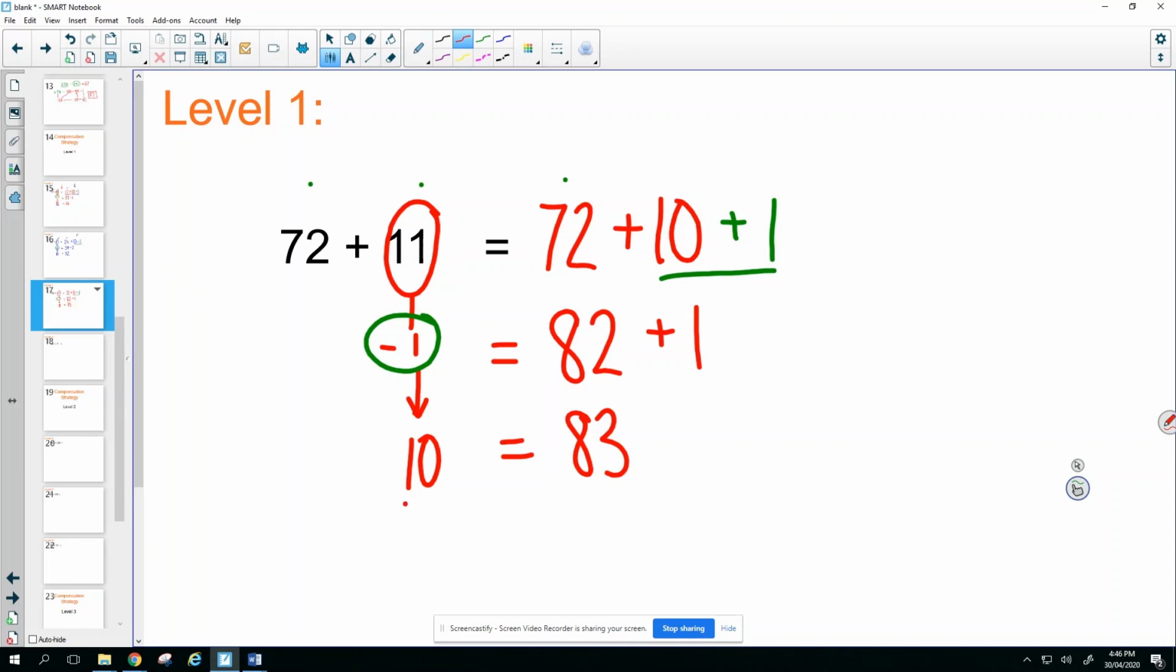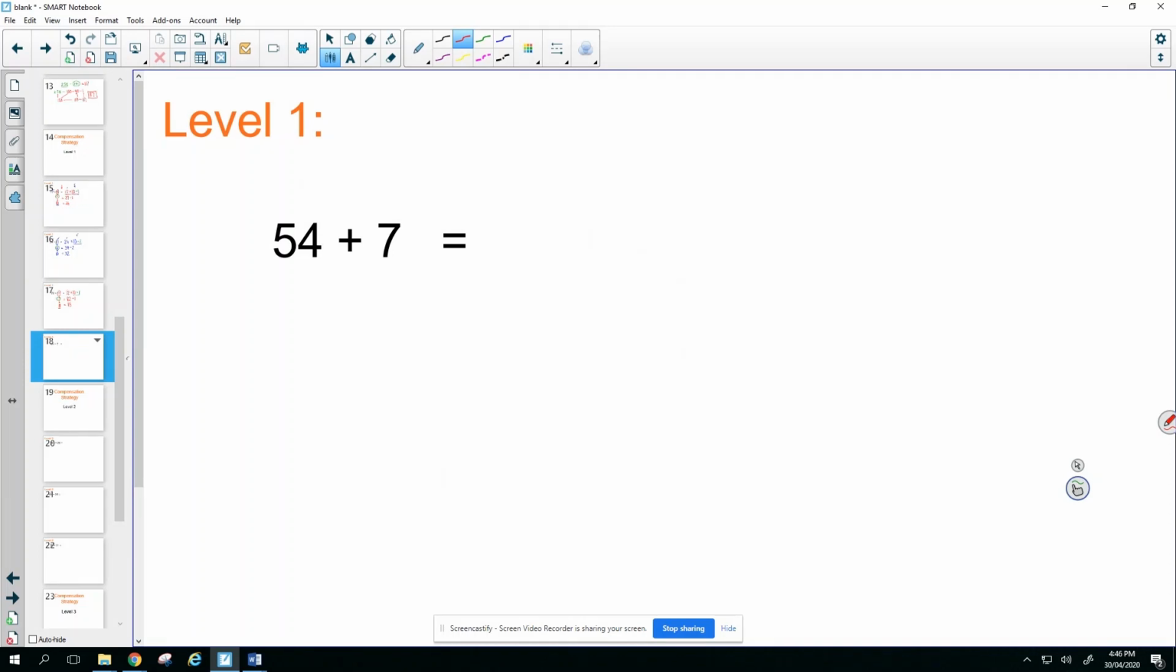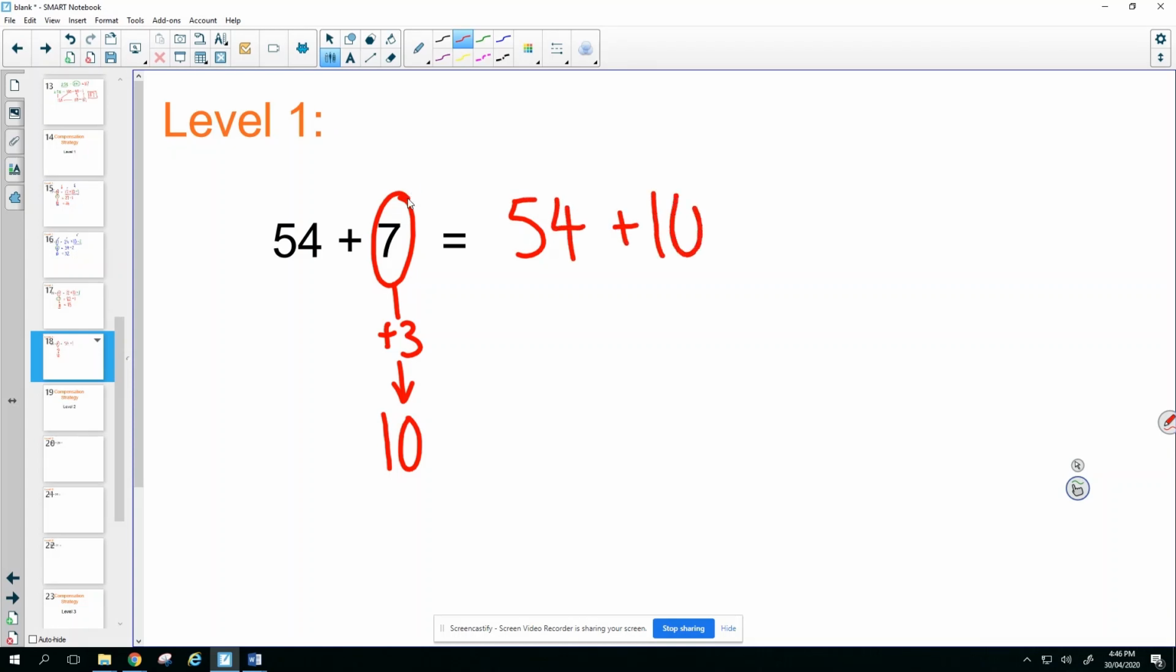So sometimes these number sentences can look tricky, but once we make a number that's easy for us to work with, suddenly we can do it much, much faster. Let's do one more. Let's focus on the 7. 7 can be turned into a 10 if I add 3. So 7 add 3 is going to give me 10. Let's rewrite our number sentence out. 54 plus 10. Here we added 3, so here we have to take away 3.